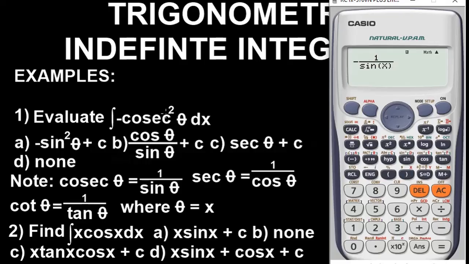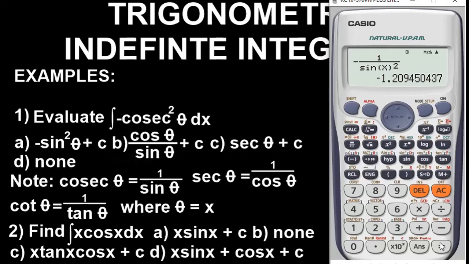Remember, this question having square, so you put the square here. So this is exactly the same thing as minus cosec square theta. So having done this, we press equal to, so we have minus 1.209. So this is the value we are having.